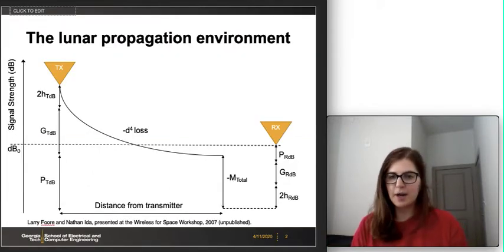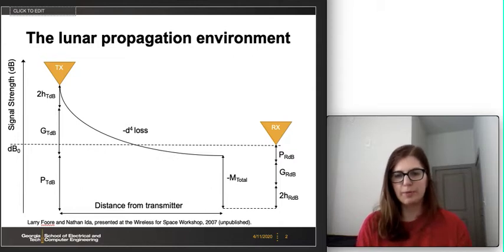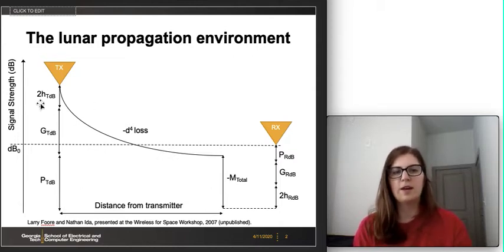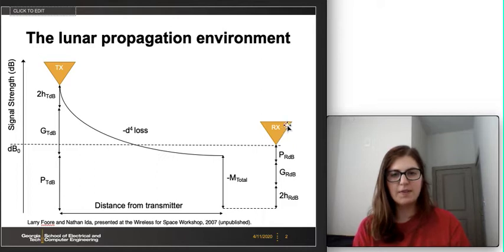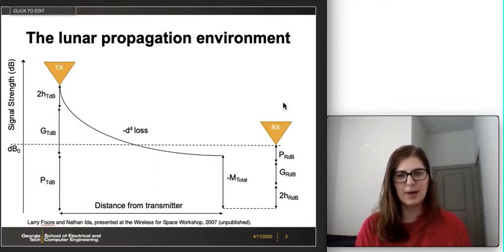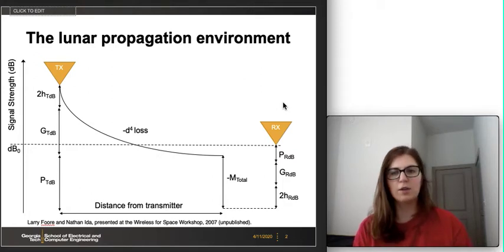The first thing to know about communicating on the moon is the lunar propagation environment. We can think of the transmitting antenna as the antenna that's going to be mounted to our lunar lander module, and then the receiving antenna is going to be the antenna that's mounted to, say, an astronaut backpack that's going to be communicating with the lunar lander module.